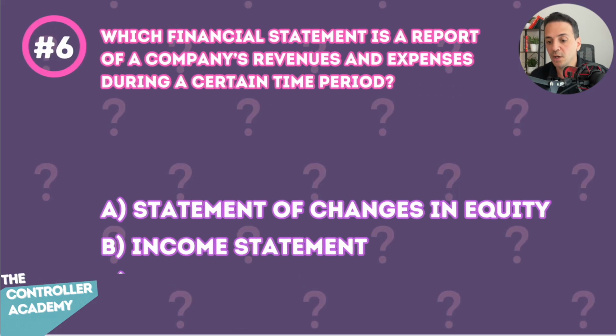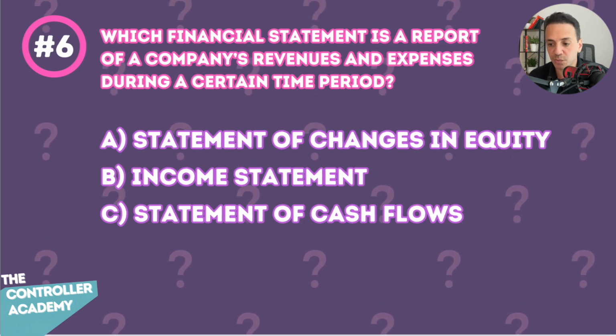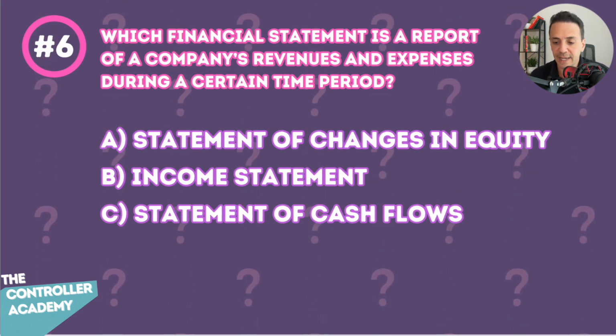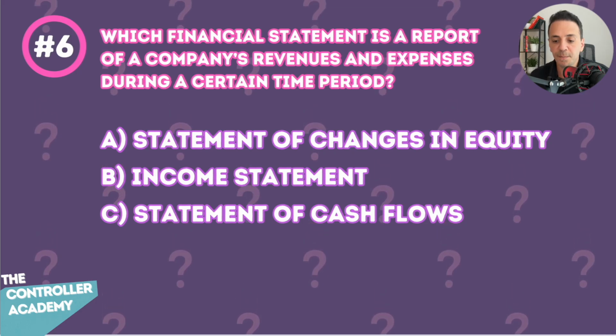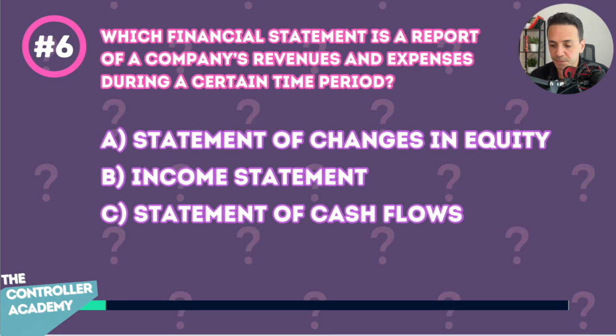All right, for question number 6, which financial statement is a report of a company's revenue and expenses during a certain time period? A, statement of changes in equity. B, income statement. C, statement of cash flows.